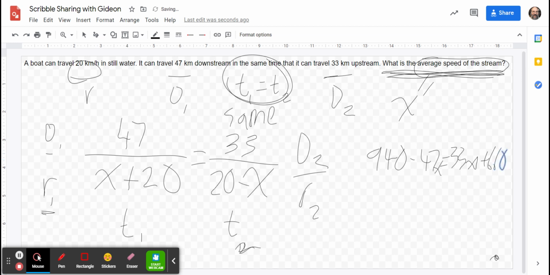I mean, you can almost see the 660 is going to subtract from the 940. The 7x is going to add to the 33x. You think it's a coincidence that 7 and 3 make 10? It's going to end in 0. They're trying to make things easy for you, as they often do when you set it up correctly.